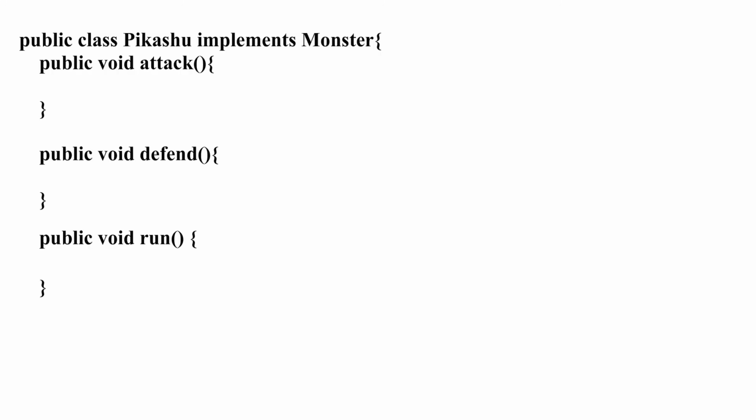Okay, so now let's create a monster that will implement this interface. Note the keyword implements. Our monster Pikachu has to have all the methods from the interface. The class implements the methods as appropriate to the class, aka Pikachu.